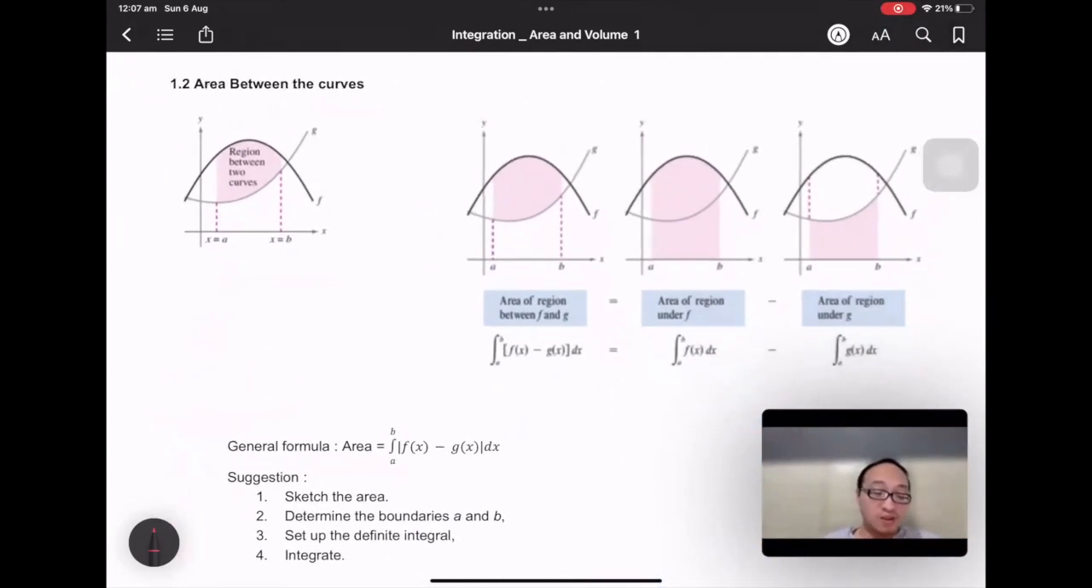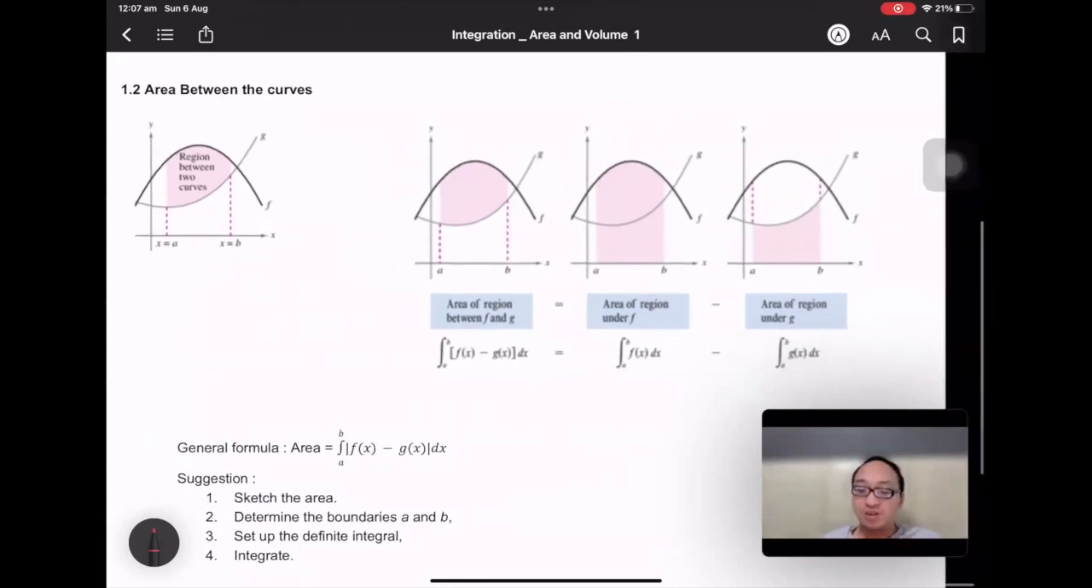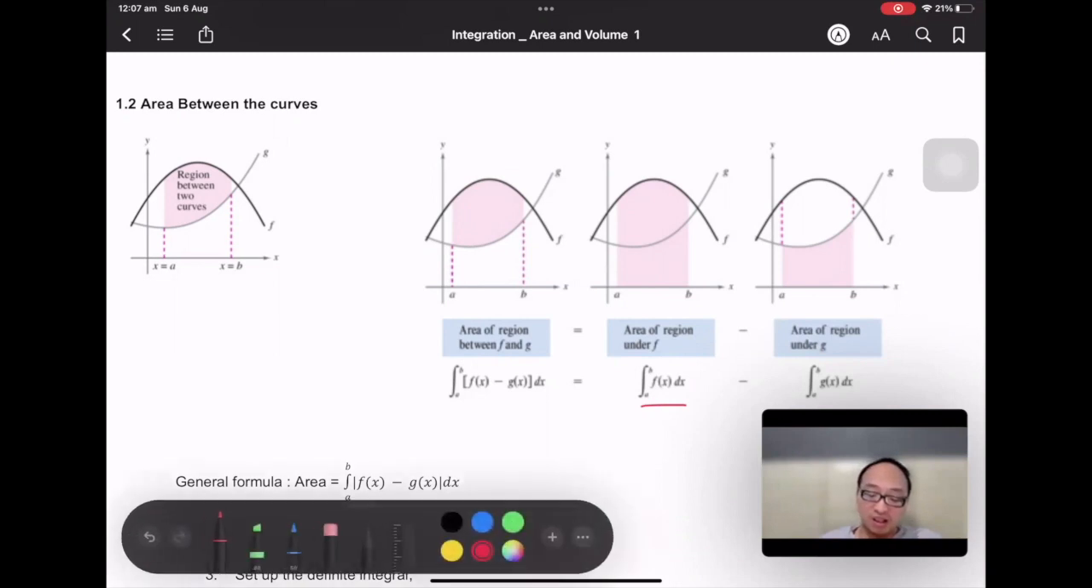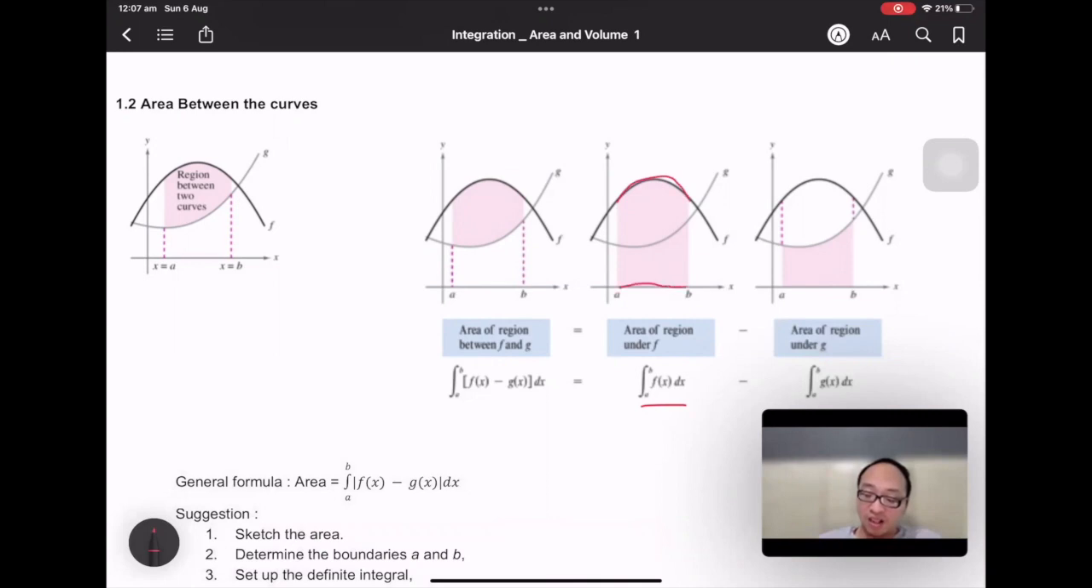Next, move on to the area between the curves. If we have 2 or more curves, how do we find the area? So we see the definition. If we have a function f and g, we can see here that if I have the integral of f(x), I will get the area between the curve and the x-axis. So I will get this area.